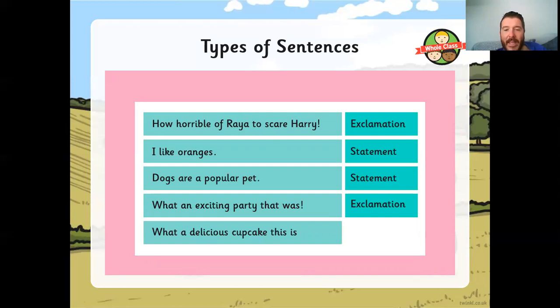What a delicious cupcake this is. Statement or exclamation. Let's check. That's right. It's an exclamation because it's got what. It's got the exclamation mark at the end, and it's got that this is, the verb and the noun.